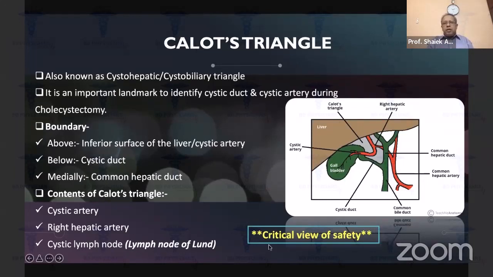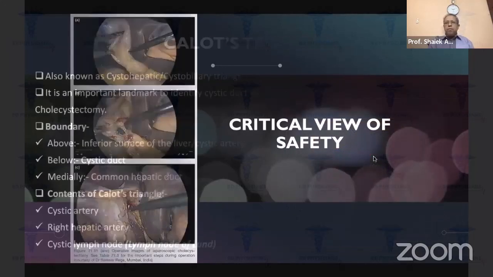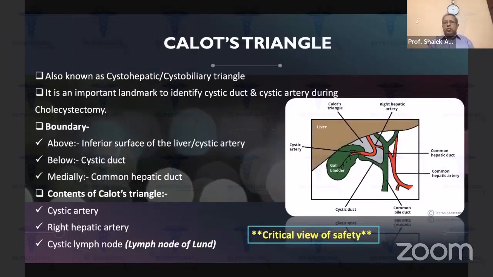Surgery all the time becomes more critical because there is always a danger of accidental injury to the biliary tree. For prevention of biliary tree injury, nowadays the critical view of safety concept has arisen. That is, whenever we dissect Calot's triangle, we delineate and separate the peritoneal reflection, and there are only two structures, the cystic duct and the cystic artery. No other structures within this triangle.